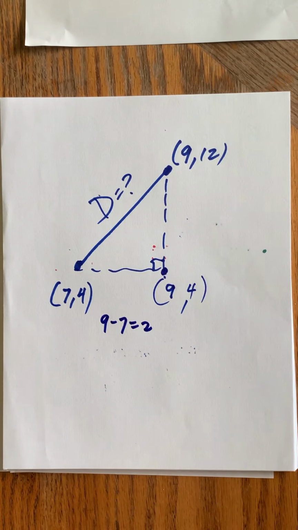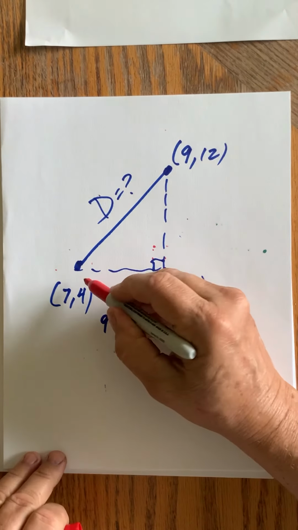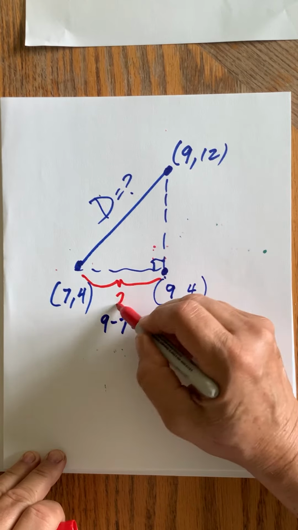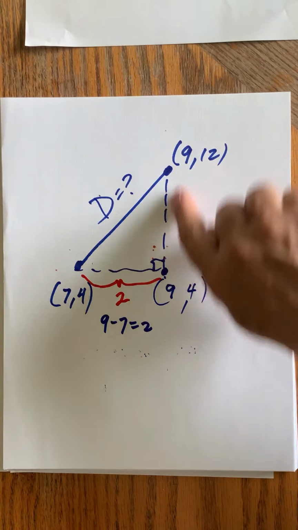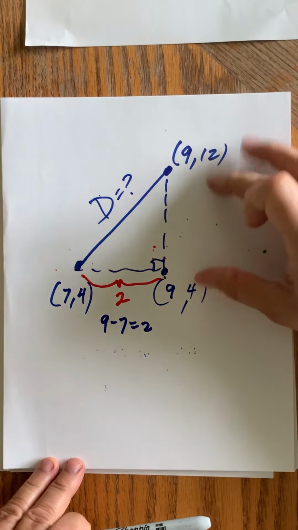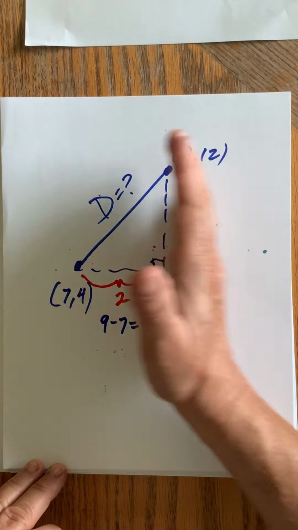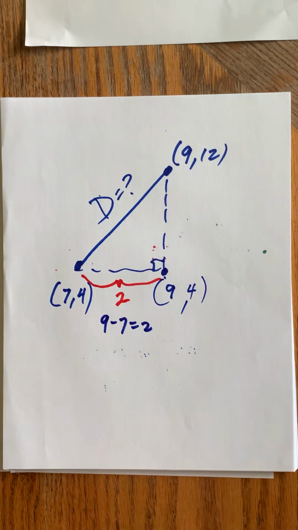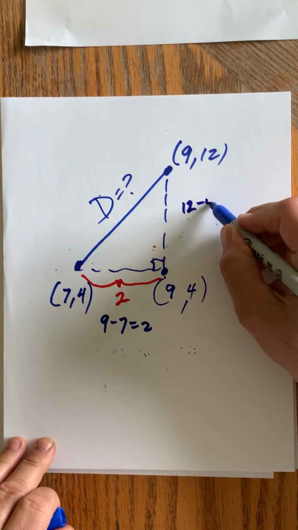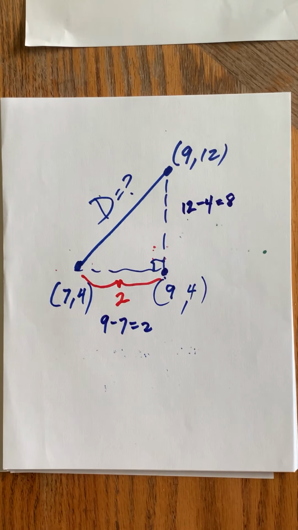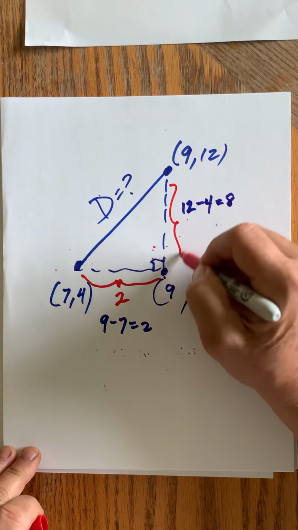So basically, using a different color here, this distance is 2. You do the same thing here, and you're like, well, the only change between this point and this point is a vertical change. There's no horizontal change because they have the same x coordinate. So then all you have to do is say, oh, well, that's 12 minus 4, which is 8. And so you're like, okay, so that distance is what? 8.